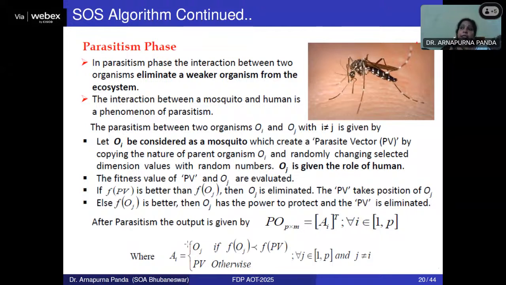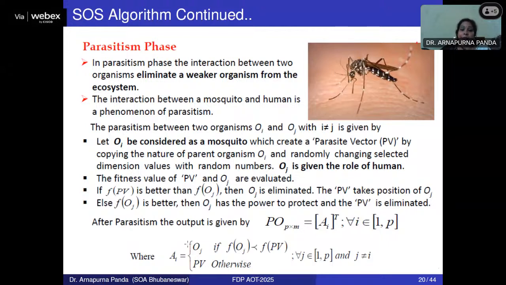Then the human body creates a parasite vector, PV. If the immunity of the human is high, then the organism affected by the mosquito is unaffected in the human body. So here only one is affected, but which one? It depends upon this phase actually. The weaker organism is affected, and the stronger organism is not affected.